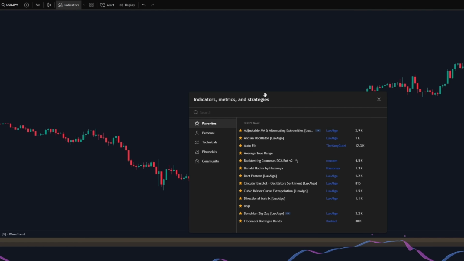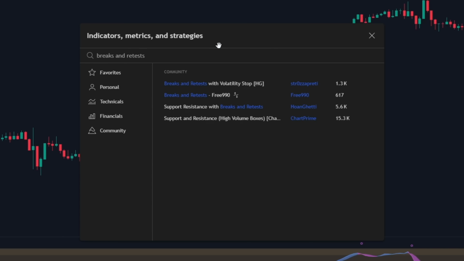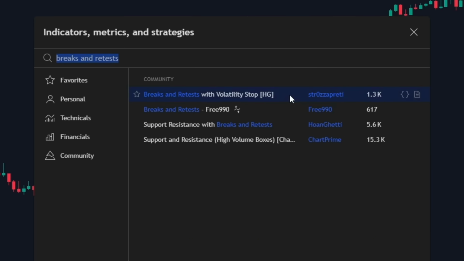But here's the thing. This is crucial for your trading success. No single indicator should ever be used in isolation. Just because something worked in the past doesn't guarantee it will work in the future. Professional traders know this, which is why we need to add some additional confirmation to make this strategy bulletproof. Go back to your indicators tab and type in breaks and retests. Select the one by this guy and add it to your chart.